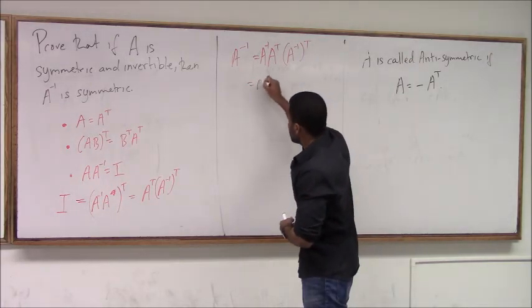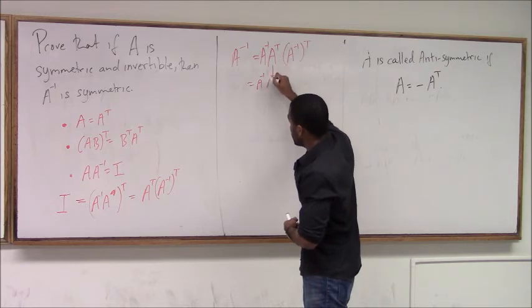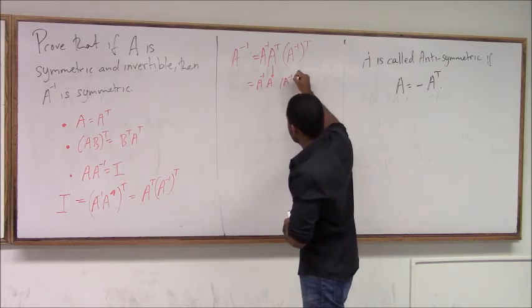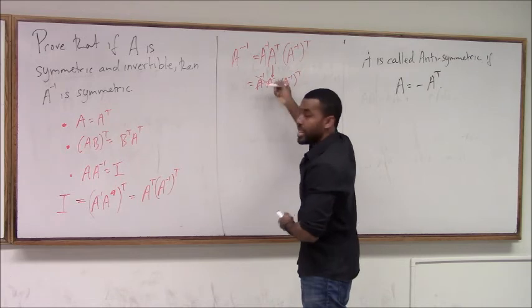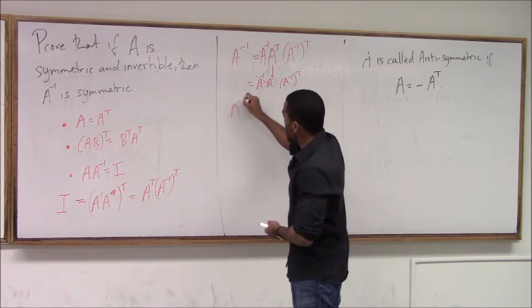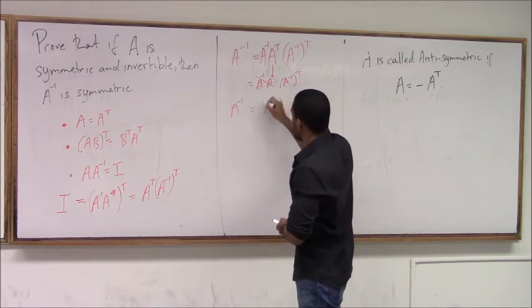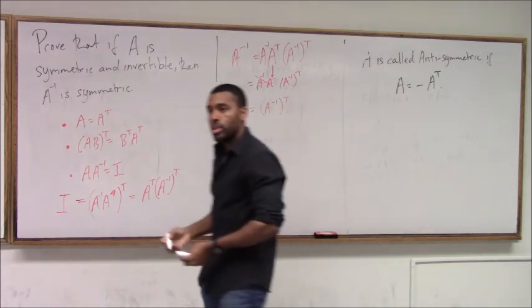So you have to use the fact that A transpose is A. Yes. And so that would be the identity, and you get that A inverse is A inverse transpose. Yes. Yeah, that's one way you could go about it.